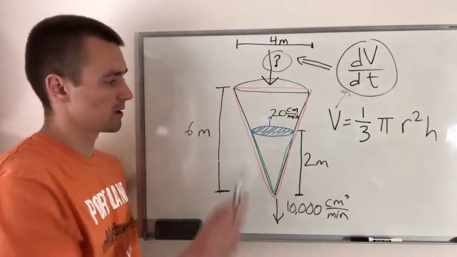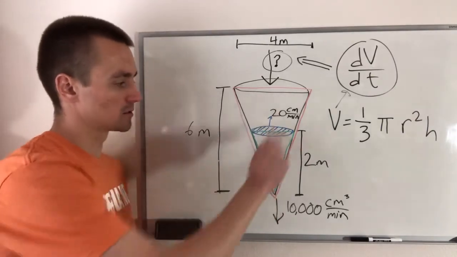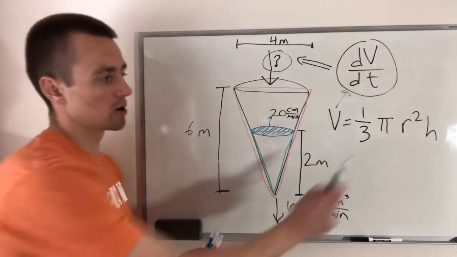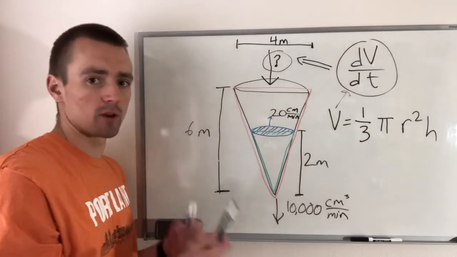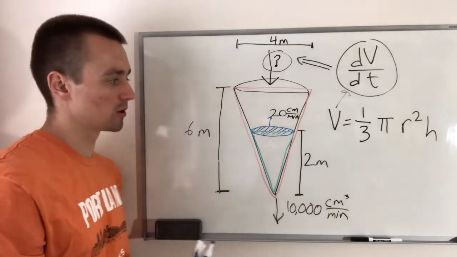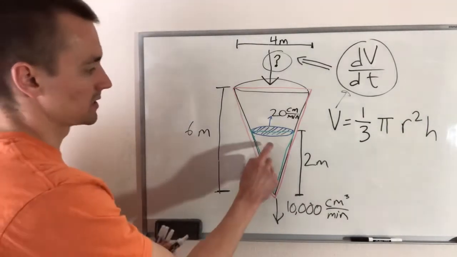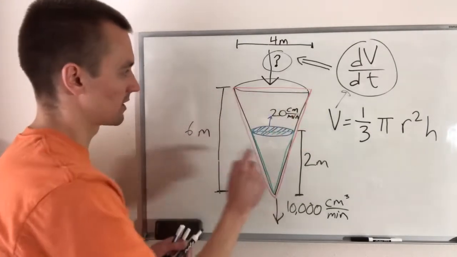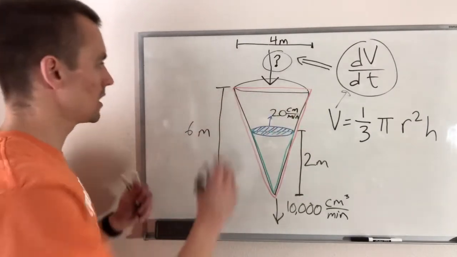So what we want to think about is going back to these similar triangles. We can figure out what r is in terms of h so that we can get an equation that's easier for us to deal with. So let's think about this green triangle here and this red triangle here.